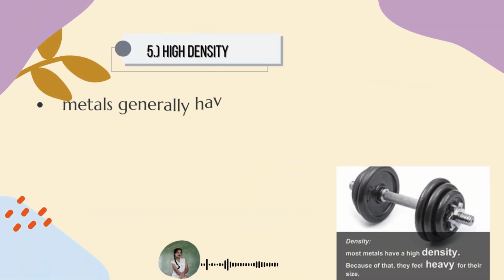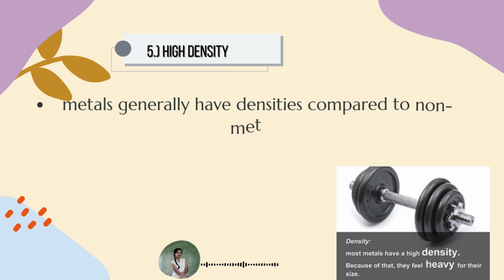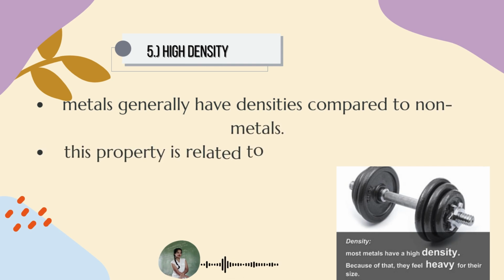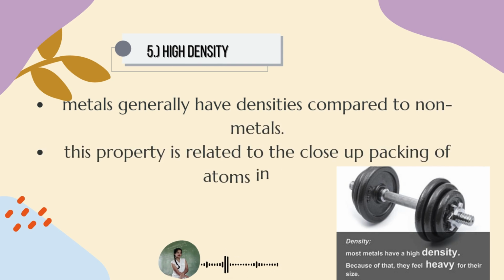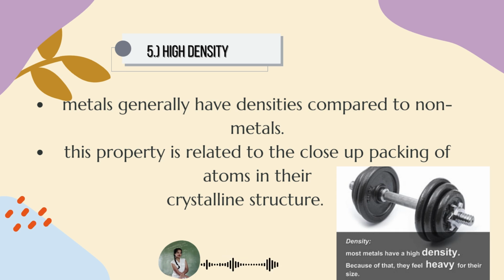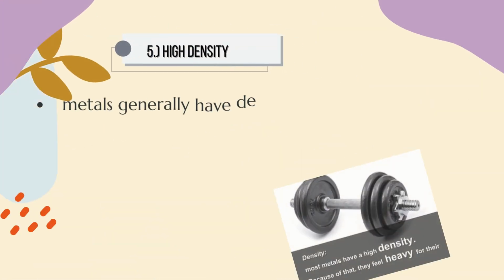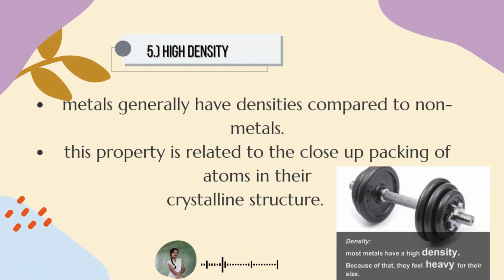And also, one of the physical properties of metals is high density. Metals generally have higher densities compared to nonmetals. This property is related to the close packing of atoms in their crystalline structure. As we can see in the picture, there is a dumbbell. It says there that the dumbbell has a high density, and this is a perfect example of this physical property of metal.